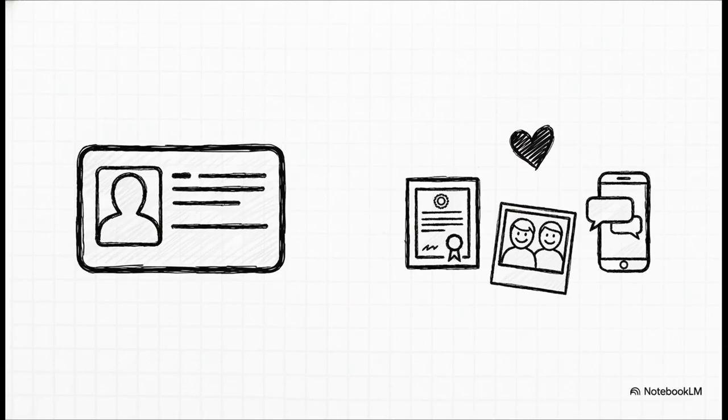Of course, you'll need your own basic ID like a driver's license. But then, and this part is absolutely critical, you have to prove your relationship is the real deal. We're talking about more than just a marriage certificate. The immigration officers, they want to see the story of your relationship. Things like photos together, plane tickets from visits, even your chat history can help paint that picture.